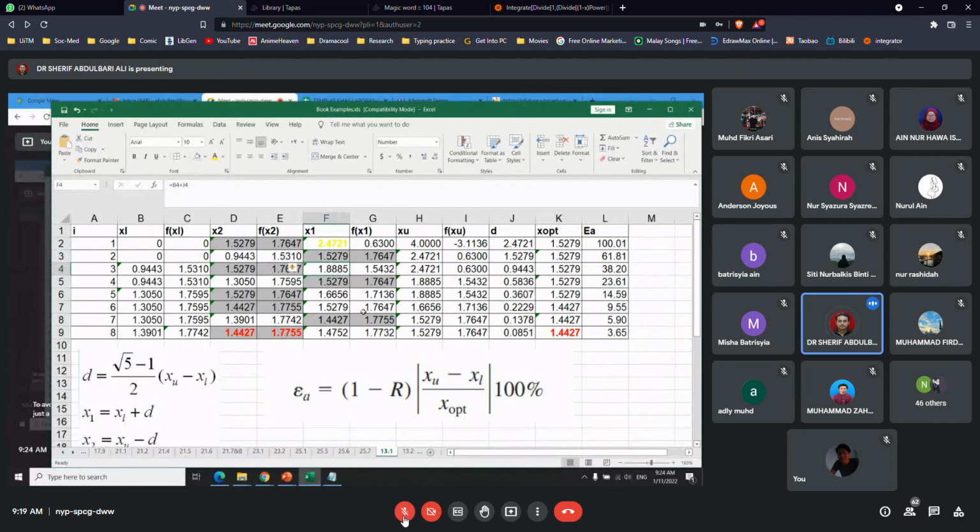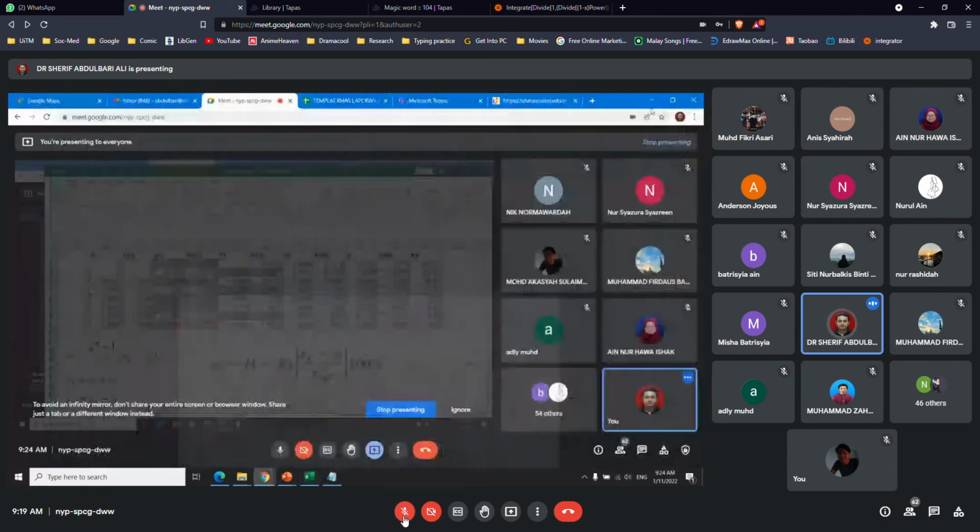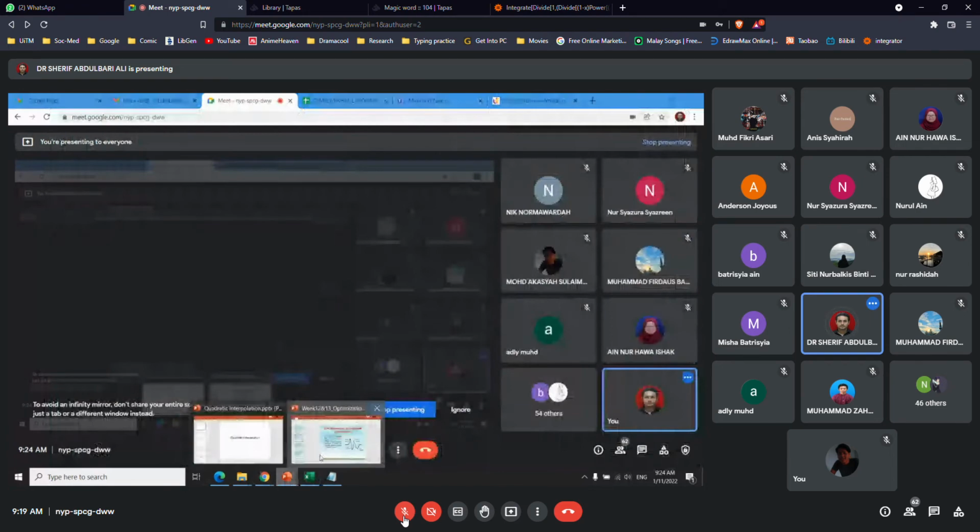Okay, so this is the class for the golden section. If you have any questions, please do ask. If not, then we can move to the next method. Any question? Yes. Golden section.